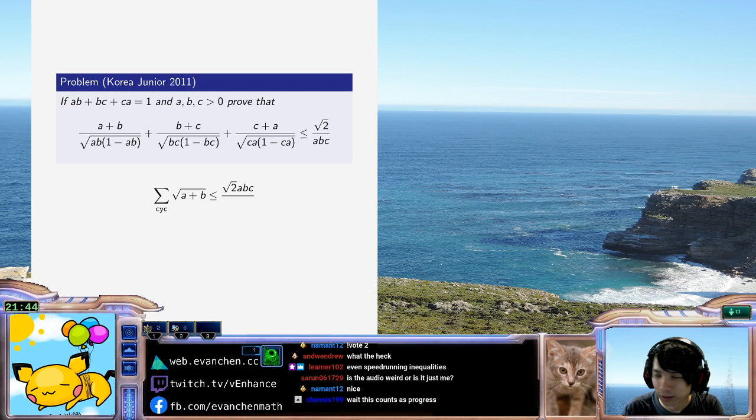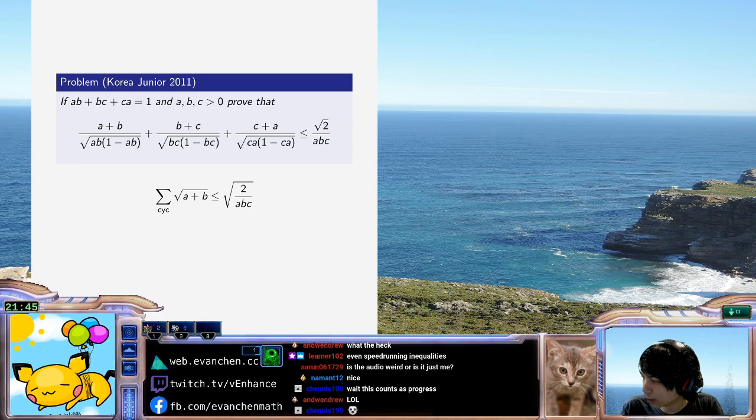Okay, so at this point, I still haven't homogenized it. The left-hand side is degree minus 3 halves. The right-hand side is degree 1 half. So I guess I just multiply by AB plus BC plus CA, and now it's homogeneous.